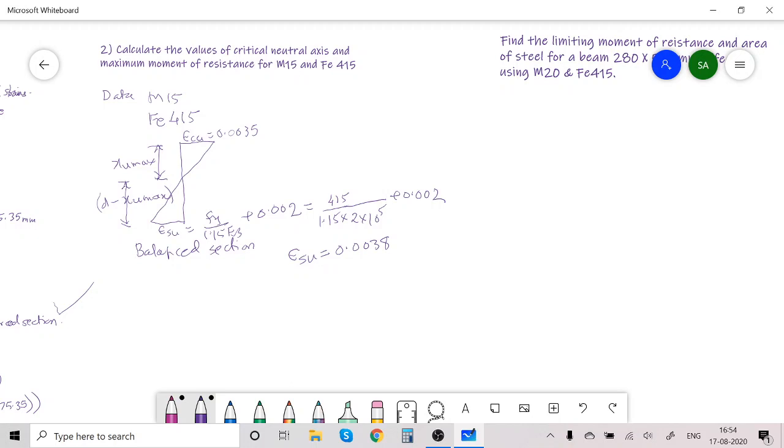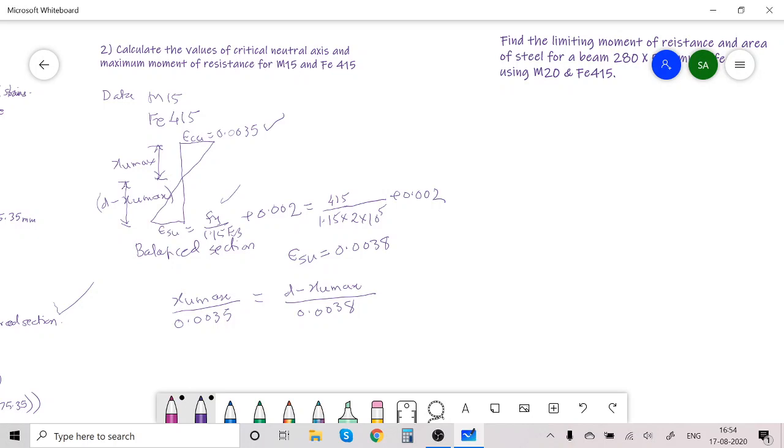Now using similar triangle, XU max upon 0.0035. This is given in IS code. Both these values are given in IS code, that is maximum strain in steel and maximum strain in concrete. This must be equal to d minus XU max upon 0.0038. So simplify this. What you will get?